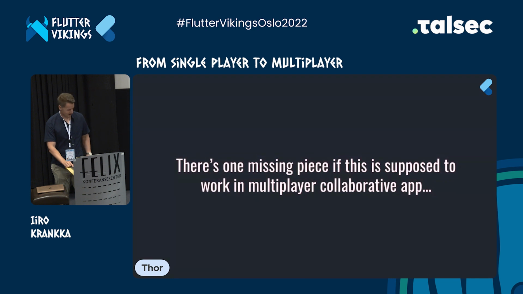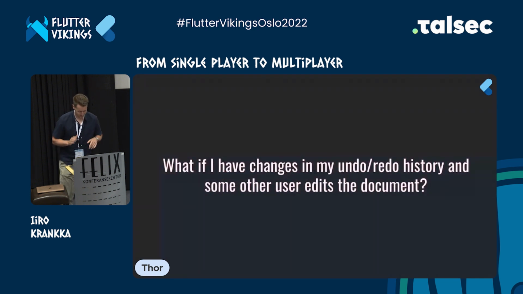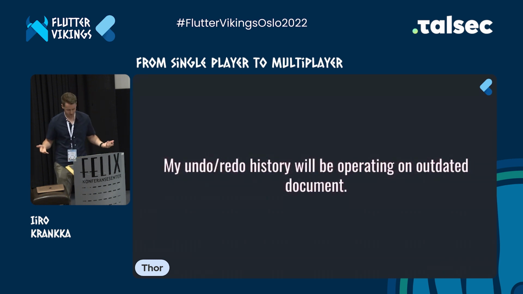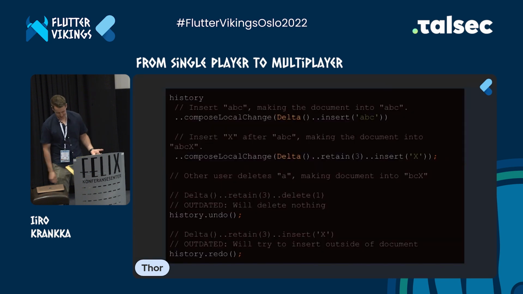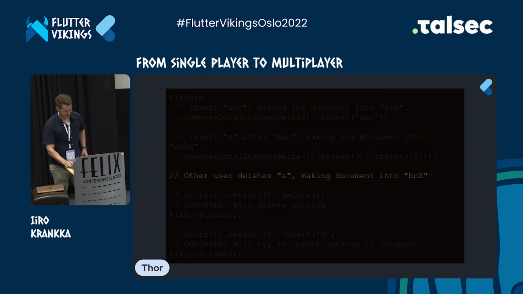And yes, there's also one missing piece here. I feel like I don't have time for this, so I'll try to speed run. What if I have changes in my undo redo history, and some other user edits the document? What will happen? My undo redo history will be operating on an outdated document. So I'll try to illustrate this really fast.